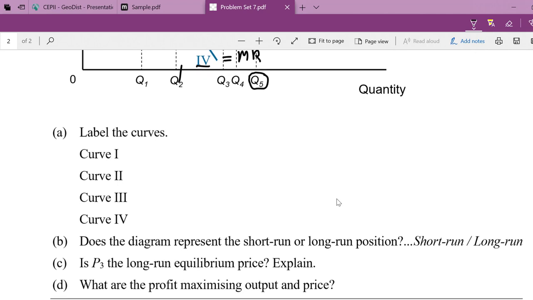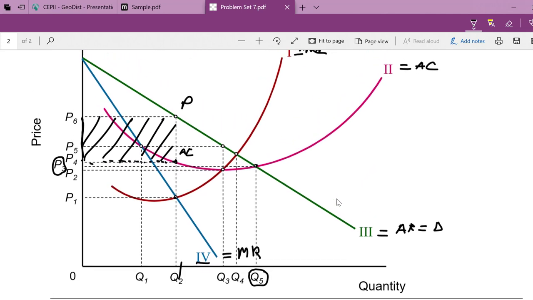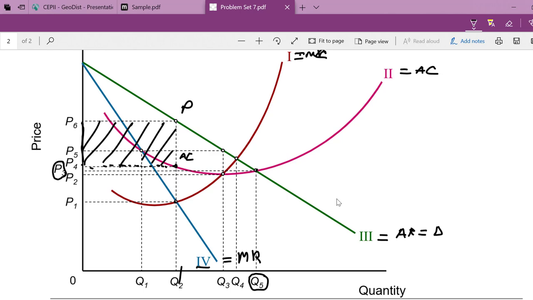What are the profit maximizing output and price here? Can you name them, please? Profit maximizing price and output. I have already labeled them for you. You just need to spot them. P6 is the profit maximizing price, and quantity, Q2. Yes, it's Q2. If you trace this to the demand curve, it leads to P6 as the profit maximizing price. Why is it the profit maximizing price and quantity? Why would you decide that it is?